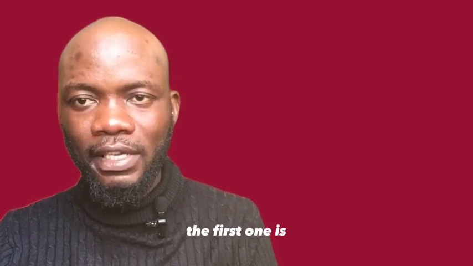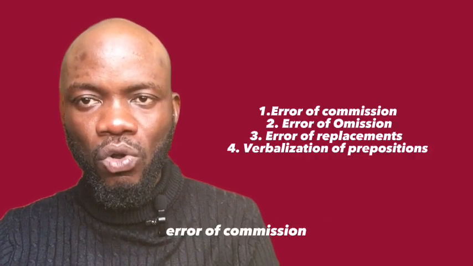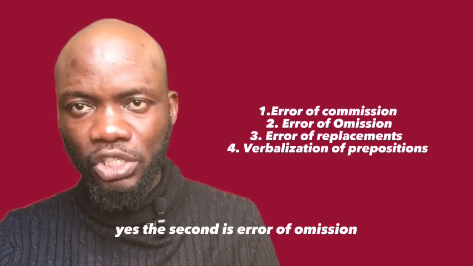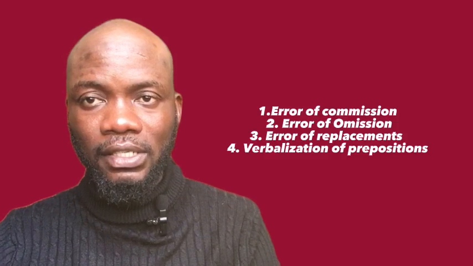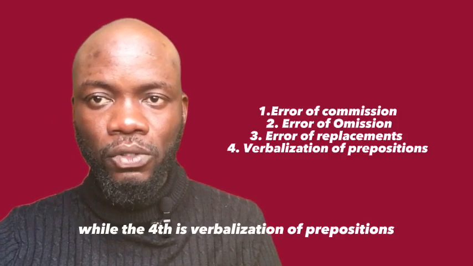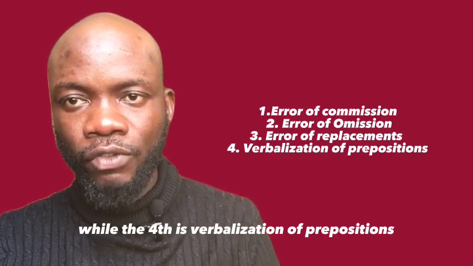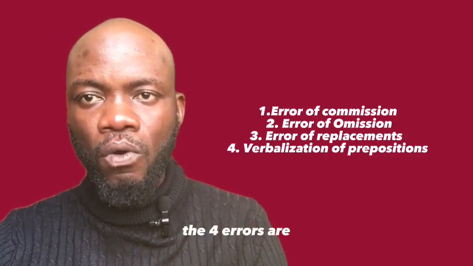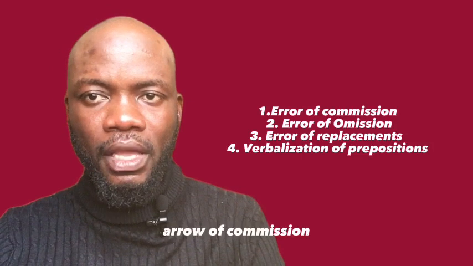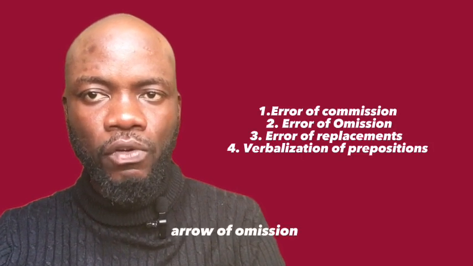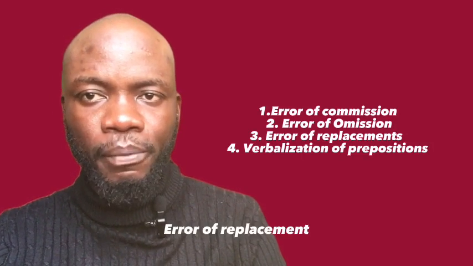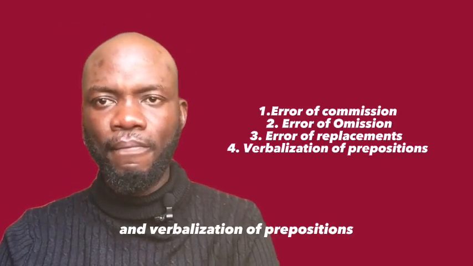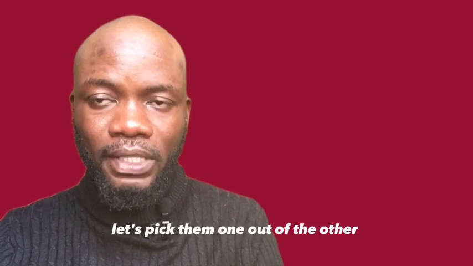The first one is error of commission. The second is error of omission. The third is error of replacement, while the fourth is verbalization of prepositions. All right, so I'll take that again. The 4 errors are error of commission, error of omission, error of replacement, and verbalization of prepositions. Now, with this being said, let's pick them one after the other.